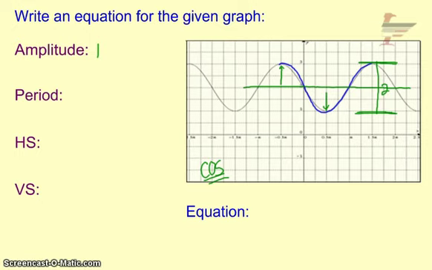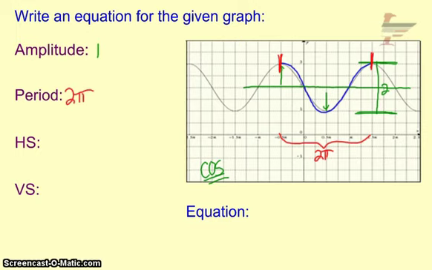Now the period is going to be from the start of the cycle to the end of the cycle. How long did it take to do that? So from here to here. You can count up. Counting up, it's 8 spaces, which is going to be a 2 pi on our graph, I think. Yep, that looks good. So our period is 2 pi.